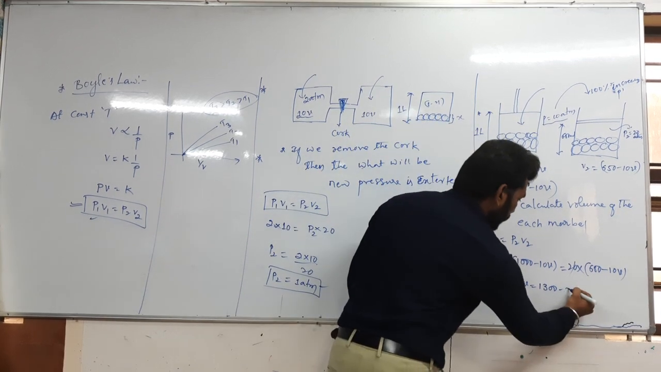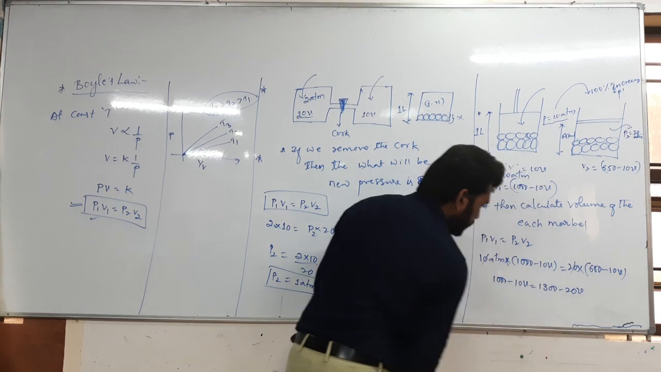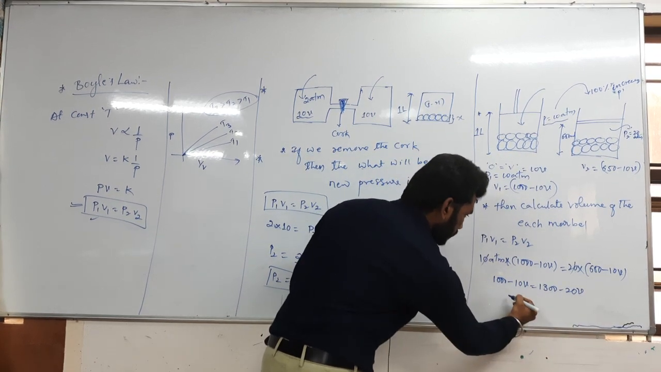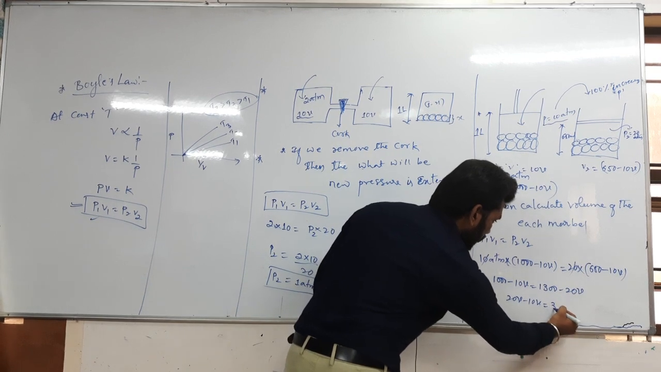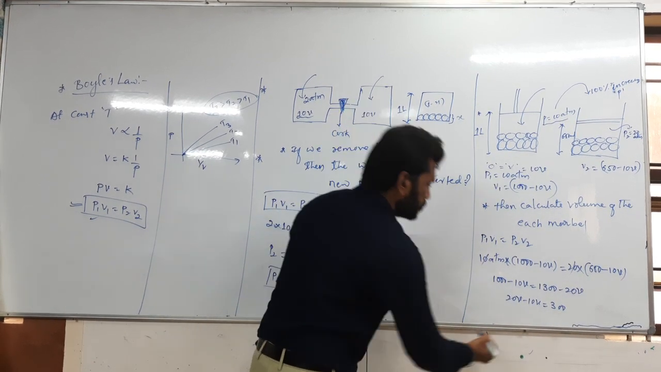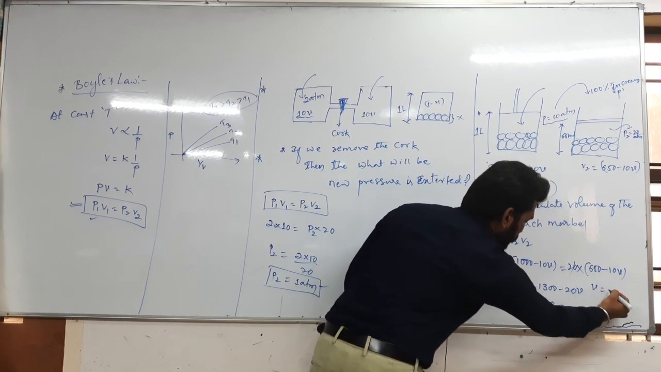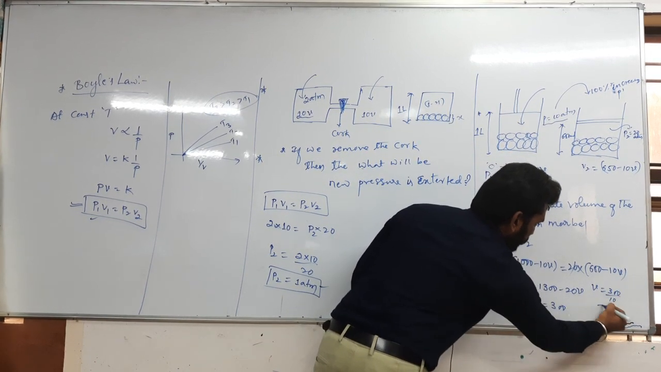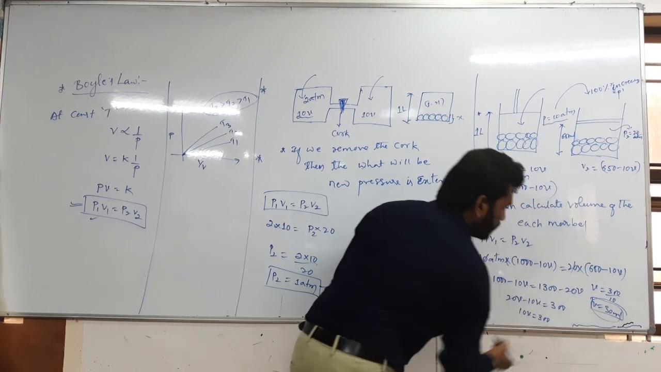So minus 20V, and so 20V minus 10V equals 300. So 10V equals 300, and V equals 300 divided by 10, which equals 30 mL. So the volume of each marble is 30 mL.